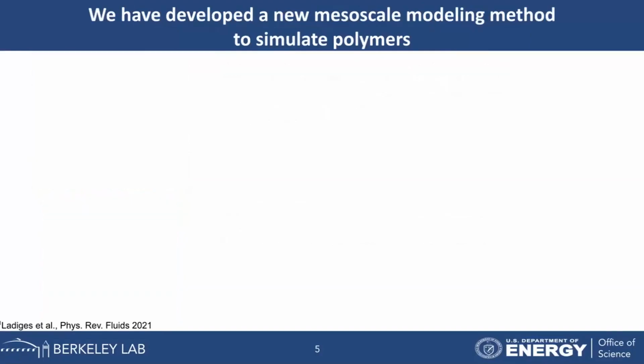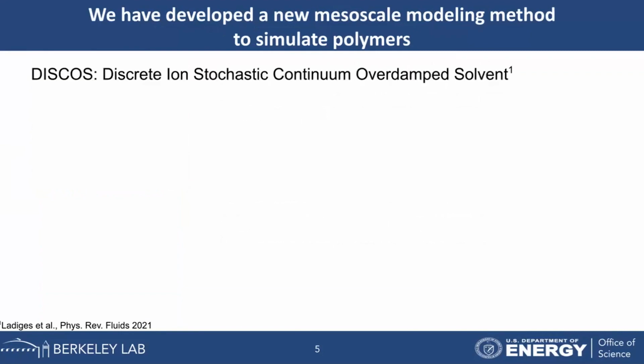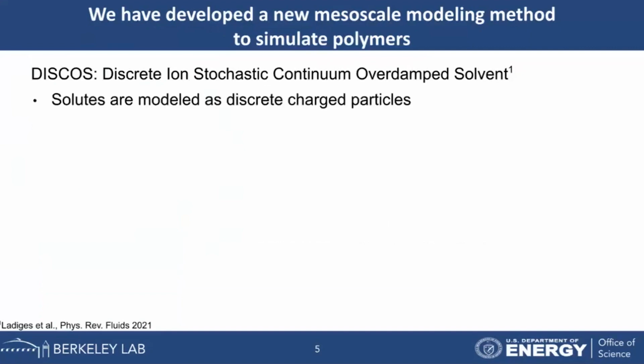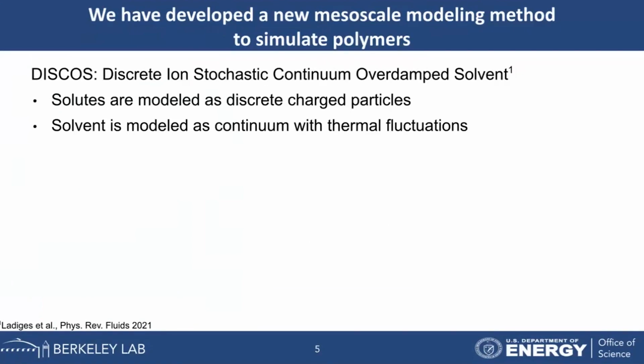So we have developed a new mesoscale method in the lab called DISCOS. DISCOS stands for Discrete Ion Stochastic Continuum Overdamped Solvent. The name already tells us the essential element of this method. So the solutes are modeled as discrete particles, and the solvent is modeled as a continuum with thermal fluctuations. One advantage of this method is that it can capture the full hydrodynamics without inverting a dense mobility matrix.